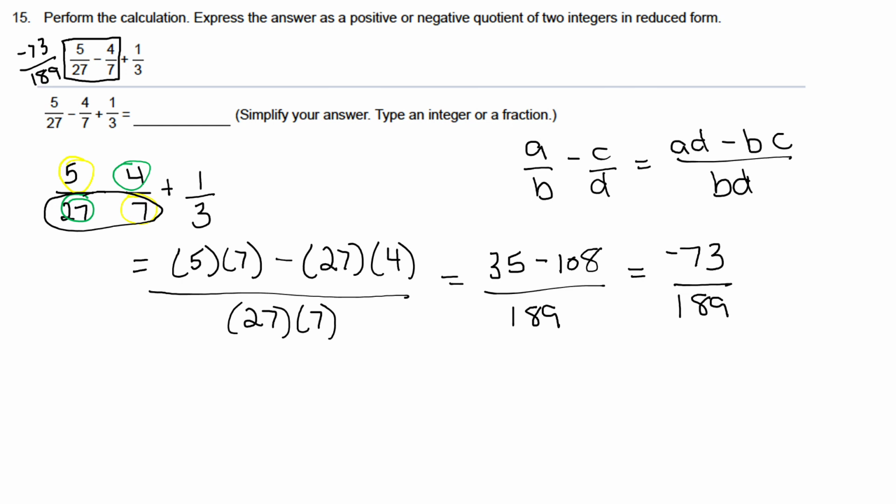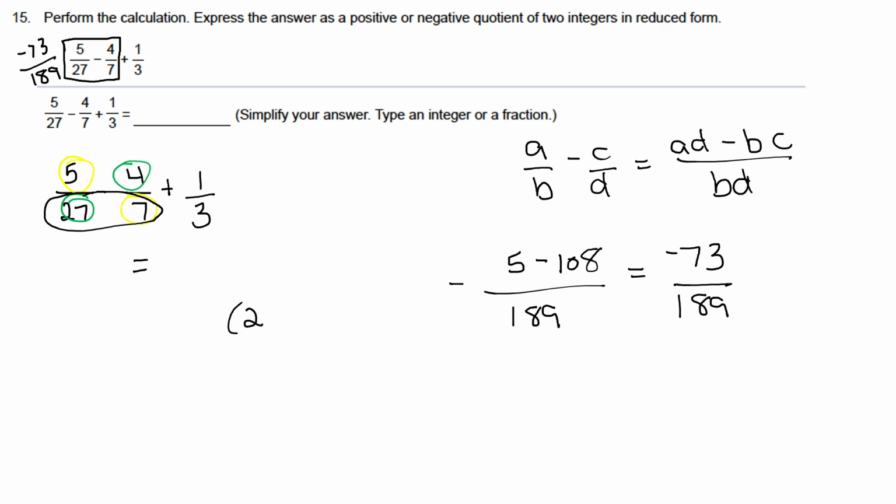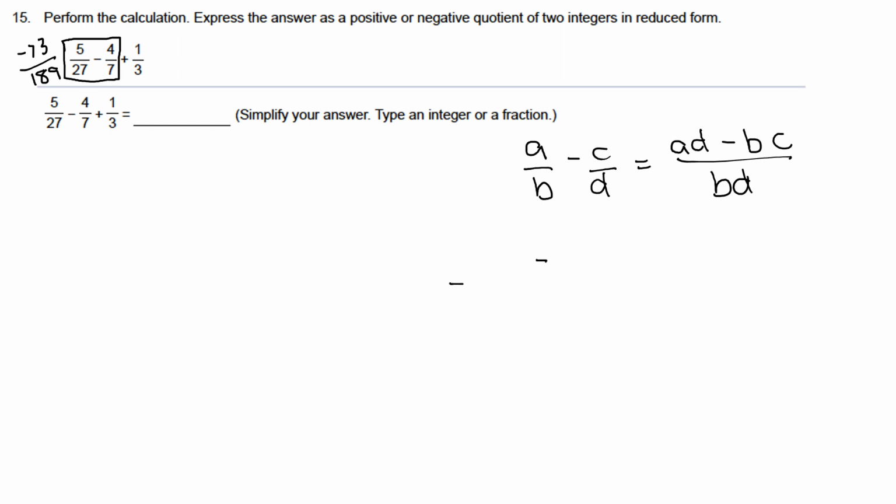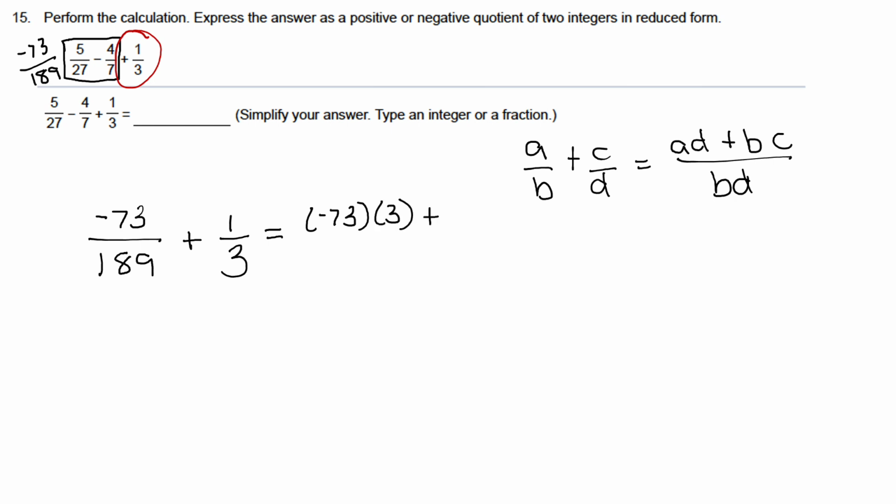So I'm going to rewrite my problem. My problem is now negative 73 over 189 plus 1/3, since to finish my problem, I have to add that 1/3. Now I'm going to use the formula for addition, which is A times D plus B times C over B times D. So I have a negative 73 times 3 plus 189 times 1 all over 189 times 3.